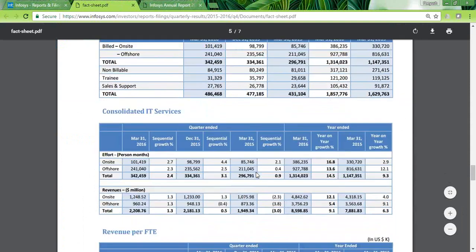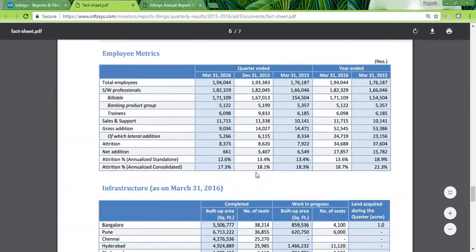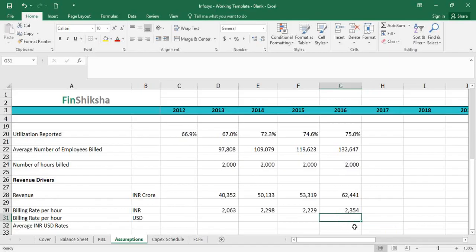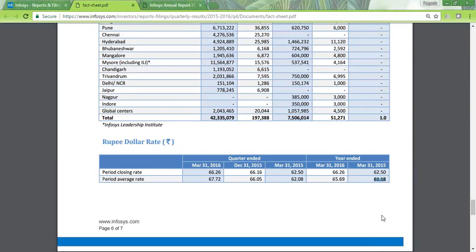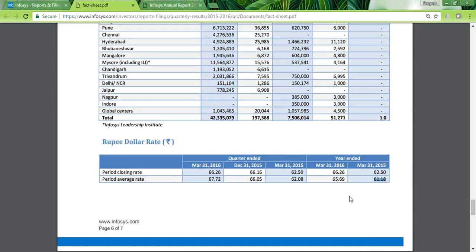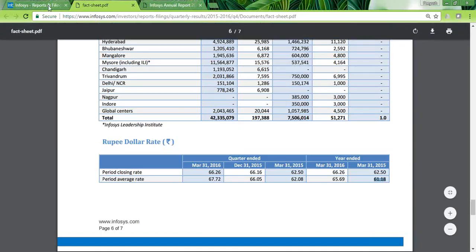So when we go further in this fact sheet, somewhere they would have given the rupee dollar rate, year ended and period average. We want the period average rate because we are using average calculations. So this year it was 65.69, last year was 61.18, right? So we can put in the number as 65.69 and last year was 61.18. And the years before that, can we get the rupee dollar rate for the years before that?